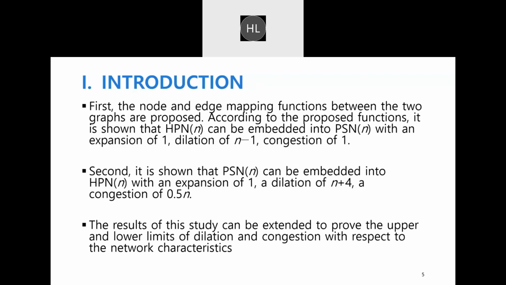Second, it is shown that the PSN of n can be embedded into the HPN of n with an expansion of 1, a dilation of n plus 4, and also a congestion of 0.5 times n. The results of the study can be extended to prove the upper as well as lower limits of dilation and congestion with respect to the network characteristics.